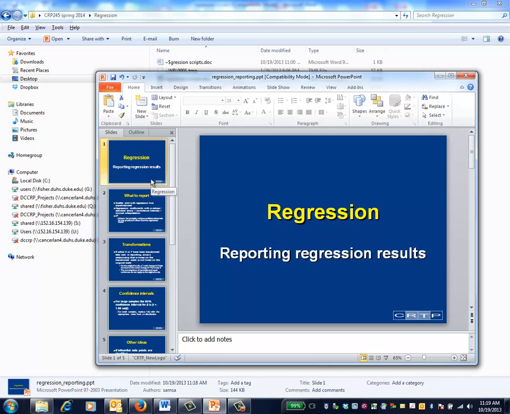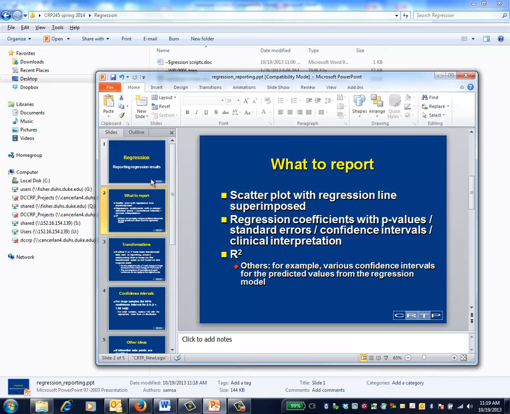This is the regression video on reporting regression results. If your manuscript will stop with a simple linear regression, we recommend that you report the following. First, a scatter plot with the regression line superimposed.